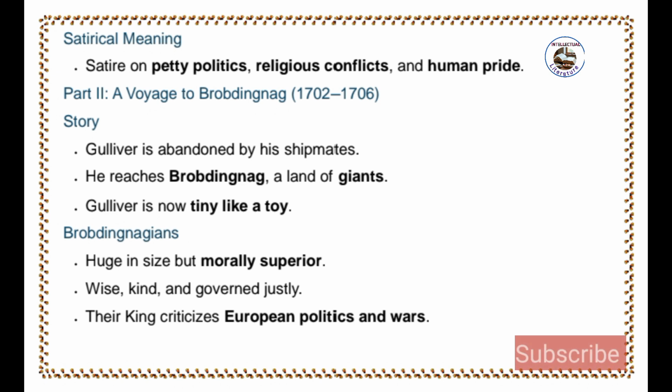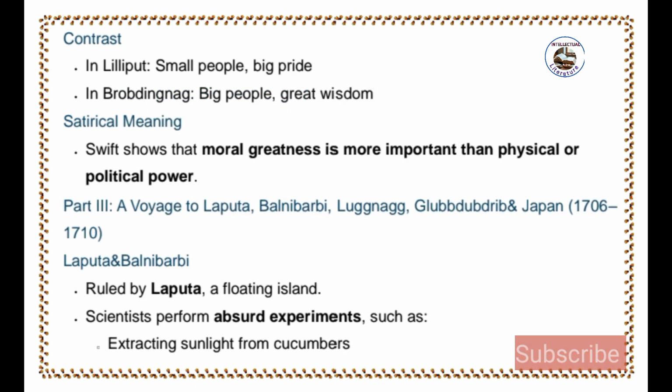The Brobdingnagians are huge in size but morally superior, wise, kind and governed justly. Their king criticizes European politics and wars. Contrast of Lilliput and Brobdingnag: Lilliputians are small people with big pride, but Brobdingnagians are big people with great wisdom. The satirical meaning of this part was Swift shows that moral greatness is more important than physical or political power.